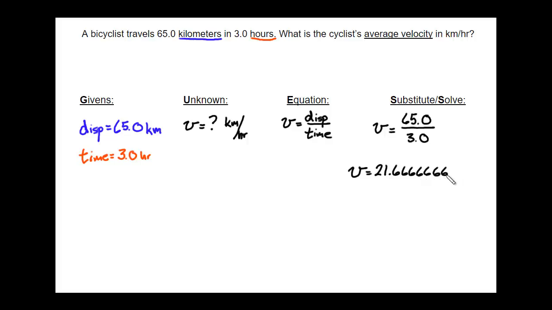21.66666666, and eventually my calculator doesn't have enough digits anymore, and so it gives me a 7. This is what's called a repeating number. Now, I want you to put your calculator answer here. This is good. This is your calculator answer. And it's kind of important.